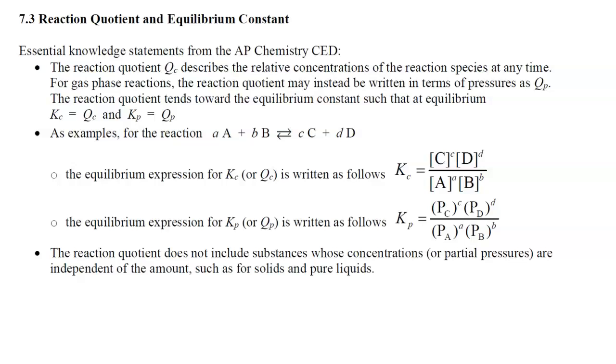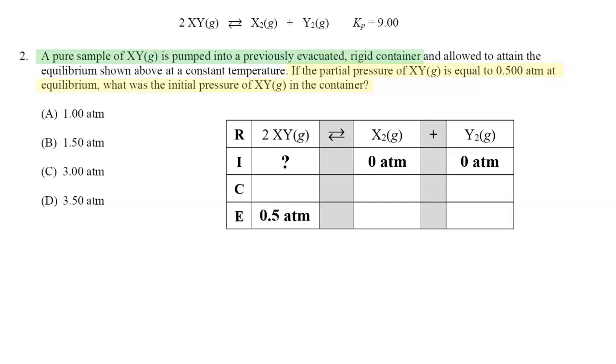Now, based on the information in topic 7.3, we know how to write the Kp expression using partial pressures and then also using the coefficients in the chemical equation as exponents. So let's go ahead and write the Kp expression for this equation. So the Kp expression is going to be partial pressure of X2 times partial pressure of Y2 divided by the partial pressure of XY squared. Again, squared because there's a coefficient of 2 in the chemical equation for XY. And it says that the Kp is equal to 9, so we know the value of Kp.